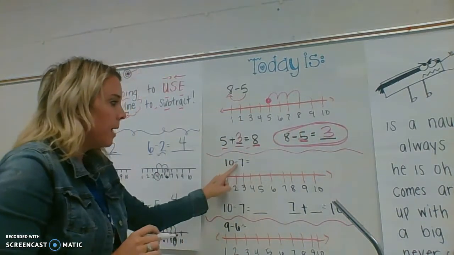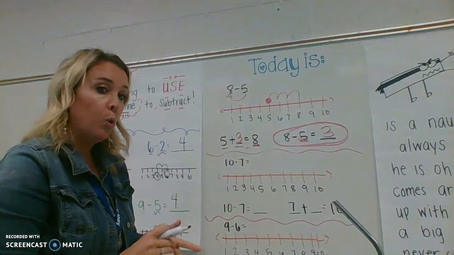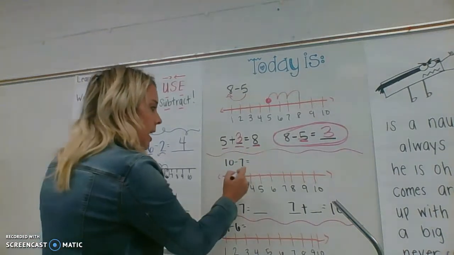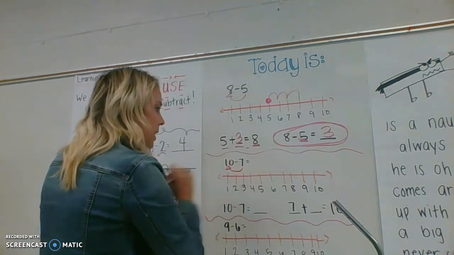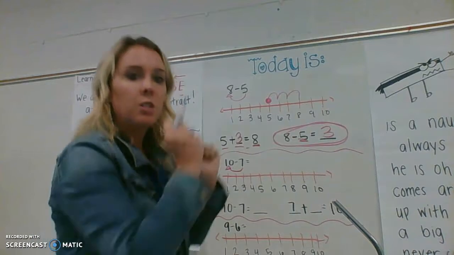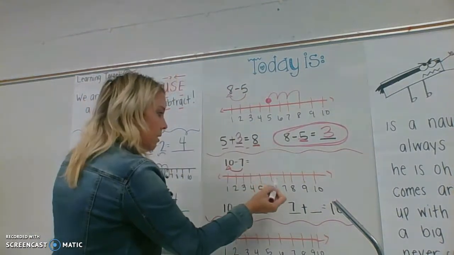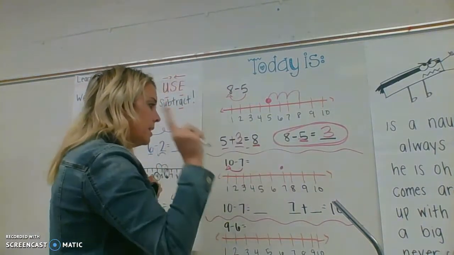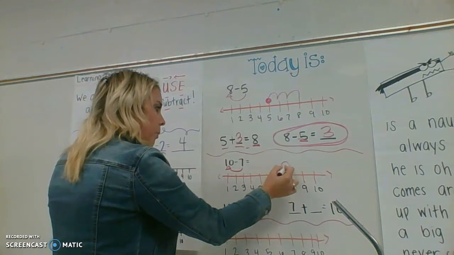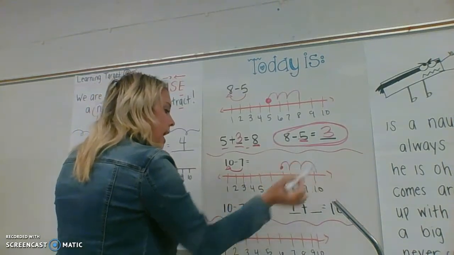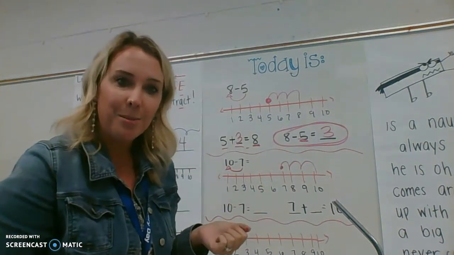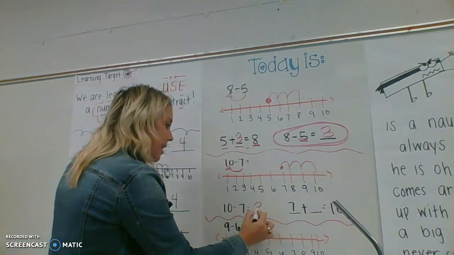So 10 minus 7. We're going to pull the smaller number, and we are going to count up to the big number. The smallest number to the biggest number. So let's start with the small number, and we're going to count how many jumps it takes us. 1, 2, 3. Oh, it took me 3 jumps to get to the number 10, so my answer is 3.